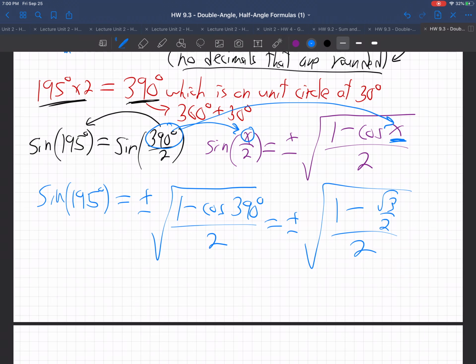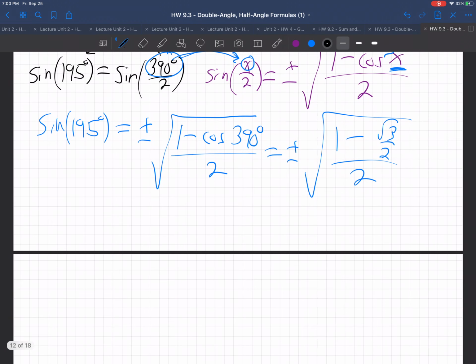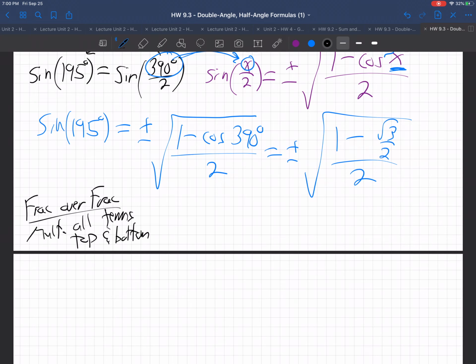All right. Now, fractions over fractions. We have this all the time. You need to know how to deal with it if you want to go higher in math. You multiply all the terms, top and bottom, by the LCD over 1.